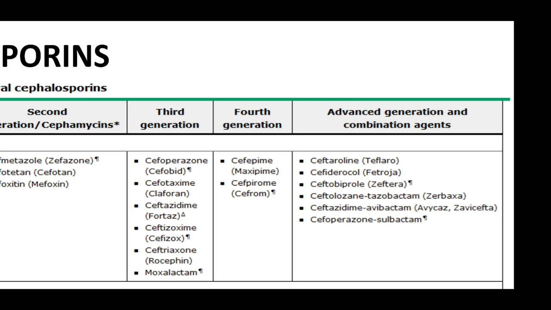In a trial done for urinary tract infection, the ceftazidime and avibactam combination had similar action to that of imipenem. In case of intra-abdominal infection, ceftazidime and avibactam plus metronidazole is similar to that of meropenem.